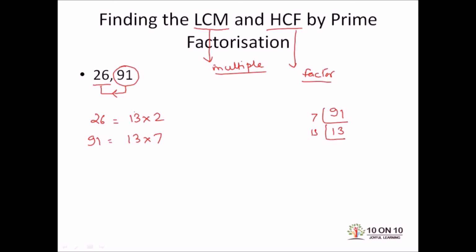So HCF is quite easy. You have to take out the common factor which is common in those two. So HCF is 13 and LCM is the common factor taken once. You have to take the common factor only once, and the leftover factors we take along with it. So HCF here is 13 whereas LCM is 26 into 7 and that is 182. So these are the HCF and LCM of these two numbers.